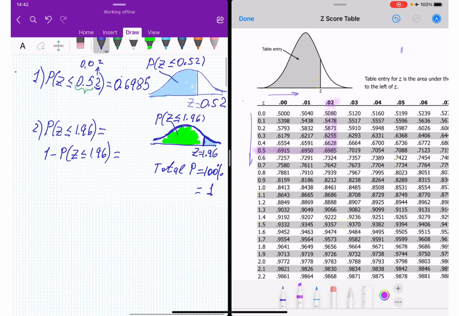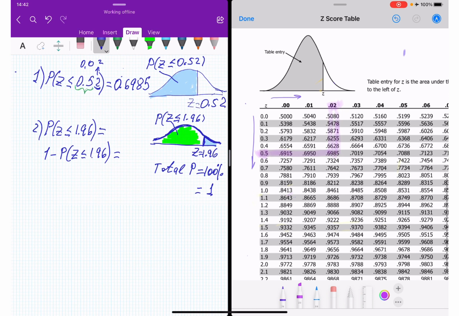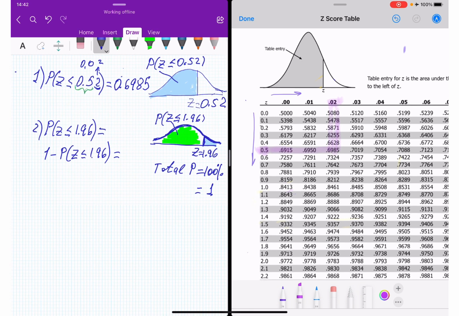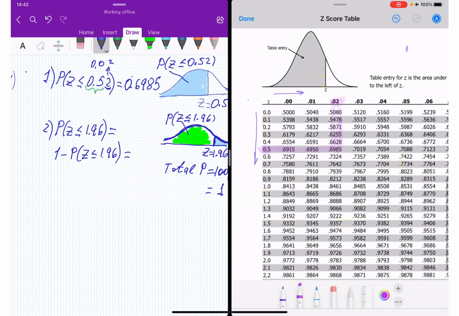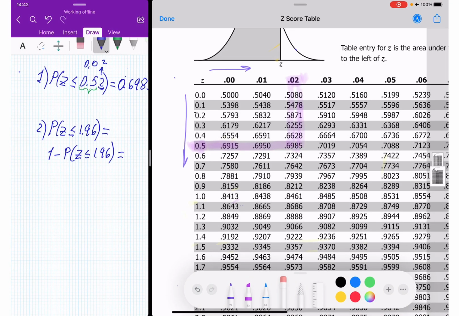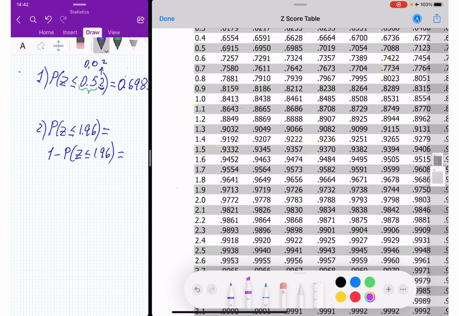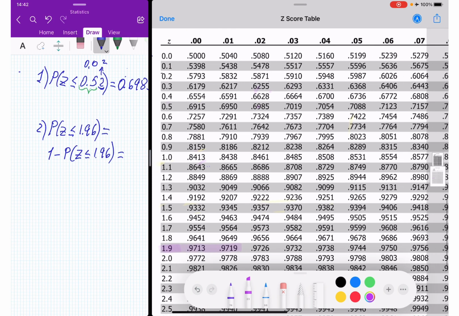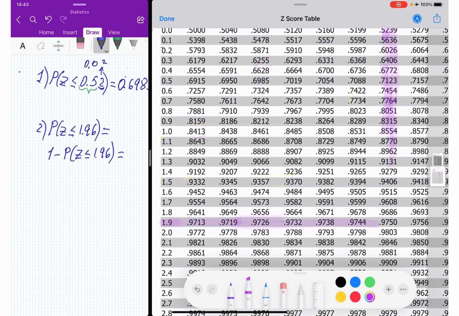1.96. Here we go. 1.96, let me clean this. Okay. So let's see, 1.96, where is it? 1.9, here it is, right? And let's see, where is 6? Oh, right here, 0.06, coming down. Okay, this is where it's going to be. Right here.